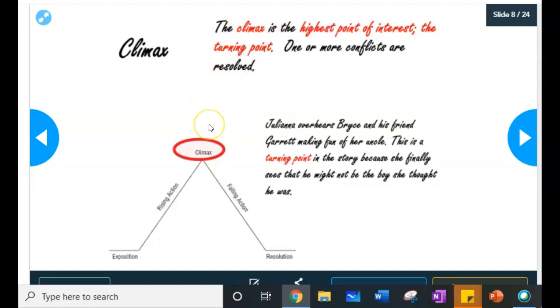Okay, so when I'm at the top of the mountain, Juliana overhears Bryce and his friend Garrett in the library, right? That's a turning point, a huge turning point and flipped. She hears them talking and she hears them making fun of her uncle. And she starts to think of Bryce in a different way from that point forward. She starts to see him differently, right? She starts to think that maybe he's not the boy that she thought he was after all. Okay, maybe he's not worthy of that first kiss, remember? Okay, so that's the climax, that highest point.